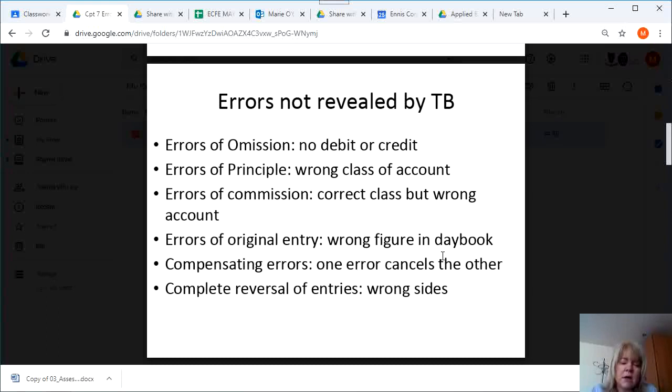Compensating errors is where one error cancels out the other. So I might have two errors and one happens to cancel out the other. And complete reversal of entries is where I have put the amount on the wrong side of both accounts. So I've put the debit on the credit side and the credit on the debit side, and therefore the trial balance will still balance, but of course it's wrong.